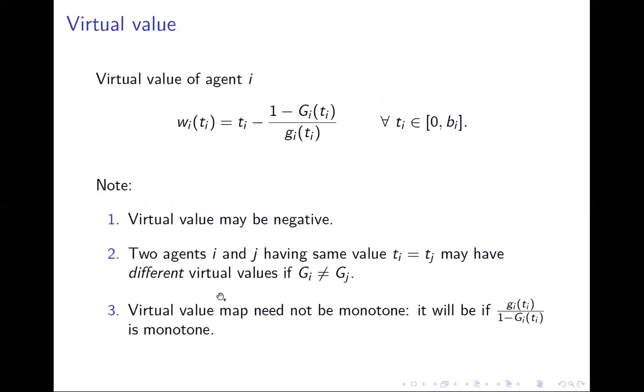So you said that the virtual value can be negative, but the value will be positive. Yes, ti is the value, and it's always between 0 and bi.